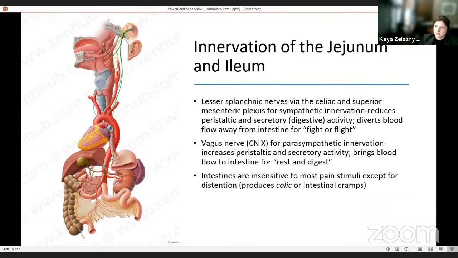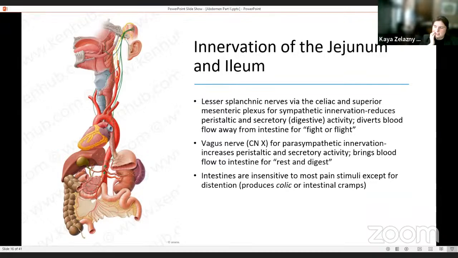For parasympathetic innervation, it's doing the opposite. Parasympathetic innervation to the jejunum and the ileum comes from the vagus nerve. So that wandering cranial nerve, wandering all the way down from the head, all the way down here to your intestines. So when your vagus nerve is activated, lots of parasympathetics to your gut. This is going to increase peristalsis, increase secretion of those digestive enzymes, and increase blood flow to the intestines so that you can do that rest and digest activity.